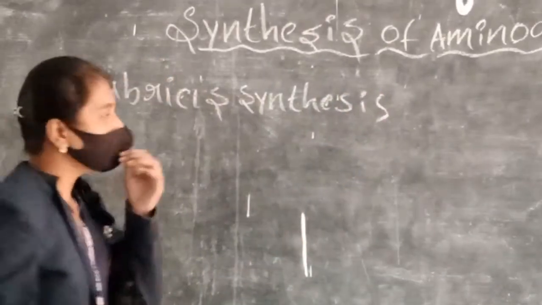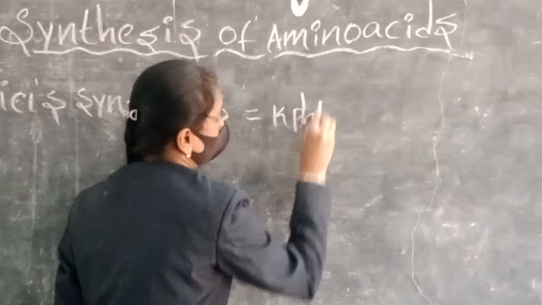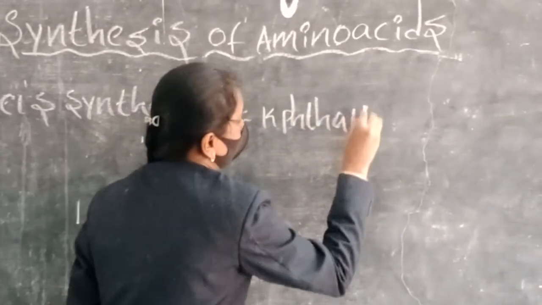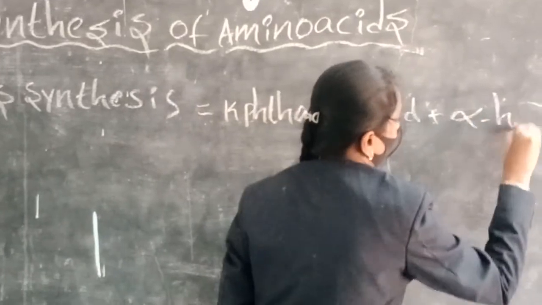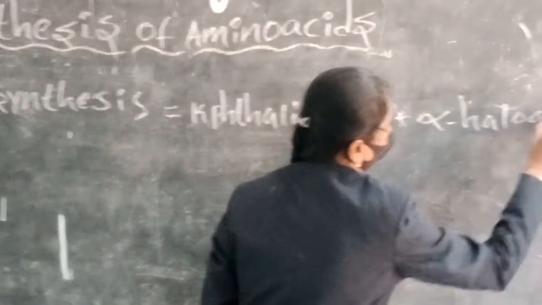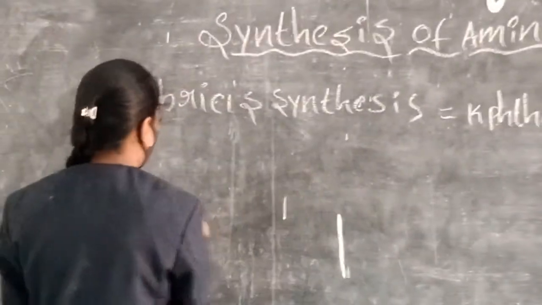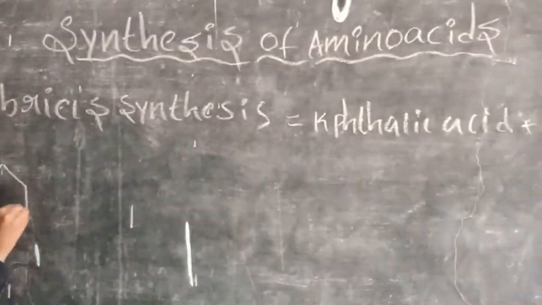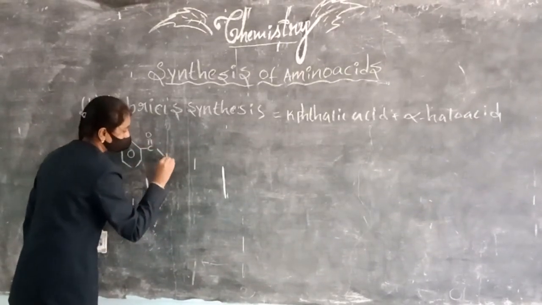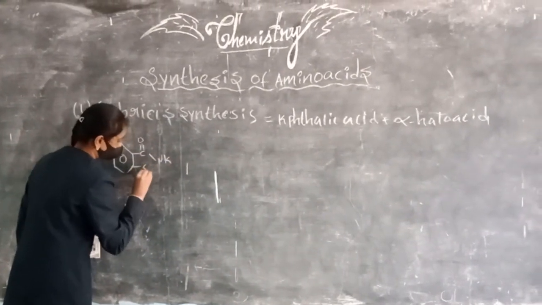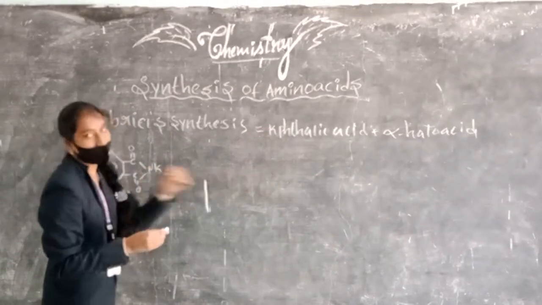In this method, potassium phthalimide is treated with alpha halo acid to form an addition product. Let's see. Potassium phthalimide is this one, which is treated with alpha halo acid.